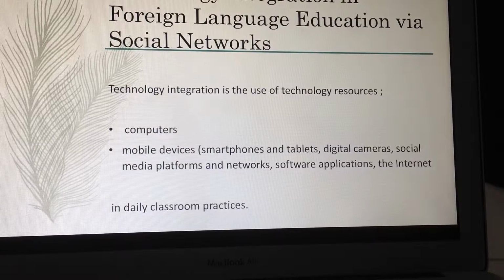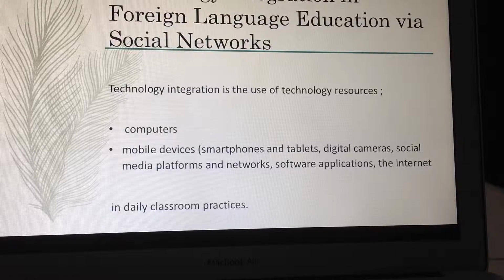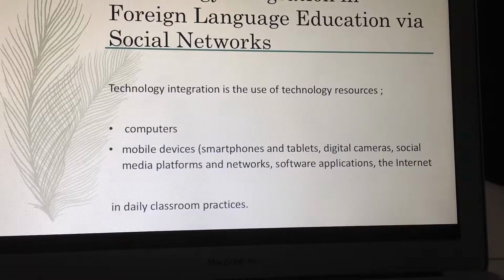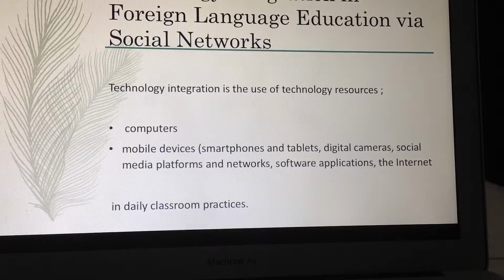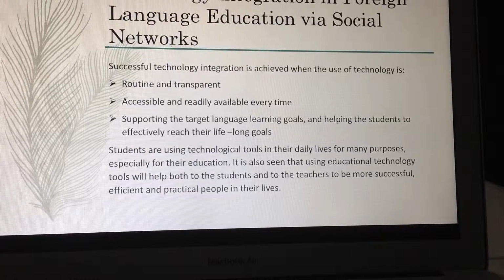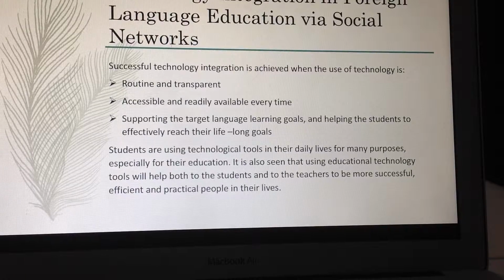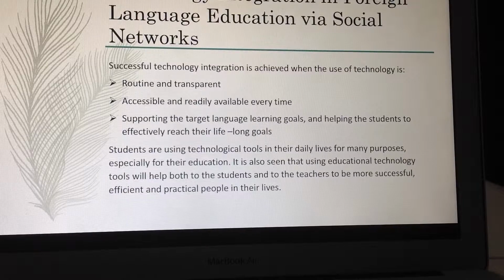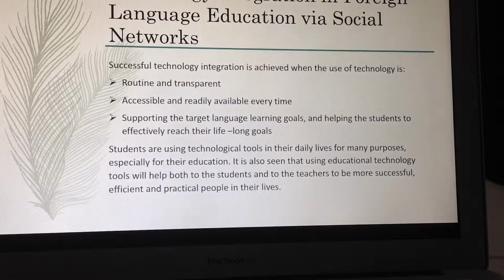Technology integration is the use of technology resources, computers and mobile devices like smartphones, tablets, digital cameras, social media platforms, networks, and software applications. If you want to achieve a successful use of technology in our learning process, it should be routine, transparent, accessible, and readily available every time, supporting the target language learning goals and helping the students effectively reach their lifelong goals.